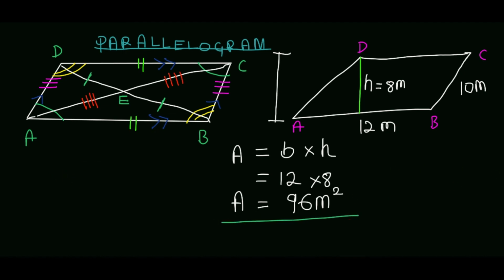And then what about the perimeter? Remember, the perimeter is the distance around this figure. Normally for perimeter, we add this side plus this side plus this side plus this side. But remember, for a parallelogram, opposite sides are equal. So this one is 12 and this one is 10. So the perimeter is 12 plus 10 plus 12 plus 10. So we add all the sides and the answer is 44 meters. So that's the easiest way to find the perimeter and the area.